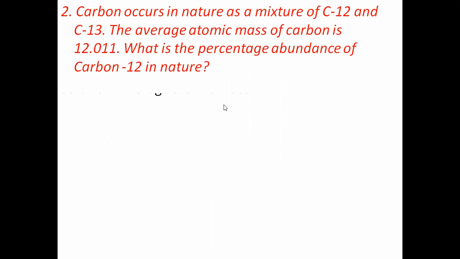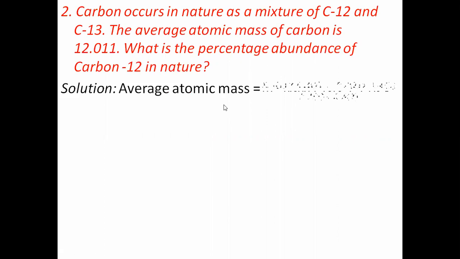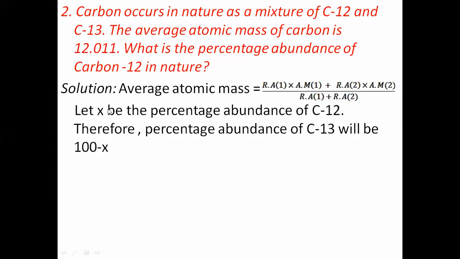So how to? Again, the approach is the very same. Average atomic mass is given by that formula. Now the question is, how much is the percentage abundance of carbon 12? What do we know? Let X be the percentage abundance of carbon 12. Since I don't know, let it be X. They are asking us percentage abundance, so I know that the total abundance is always equal to 100. I hope you can understand that the total abundance of carbon 12 and carbon 13 is 100, out of which carbon 12 is X. So how much will be carbon 13? 100 minus X.